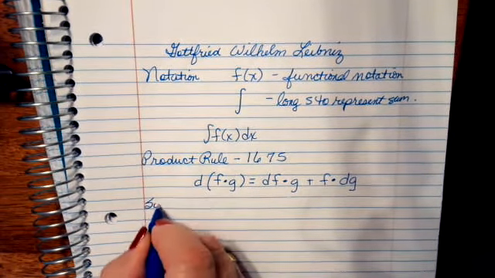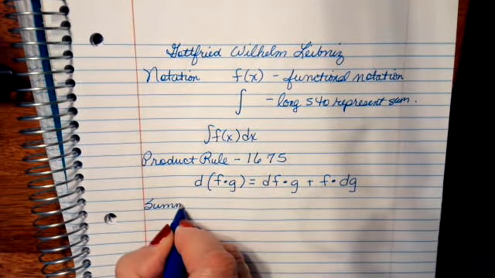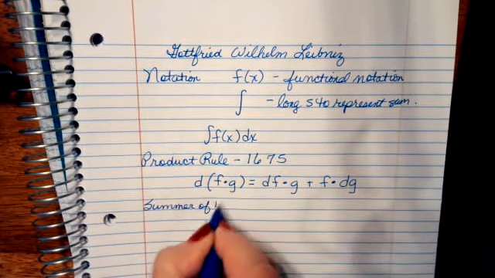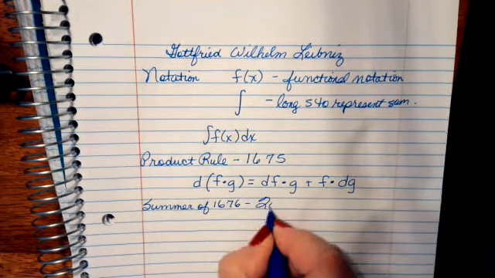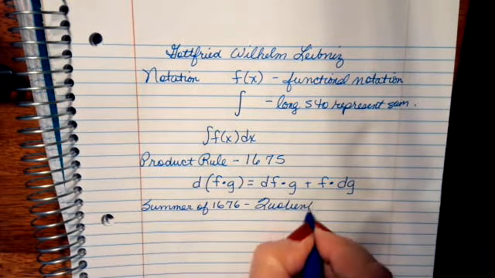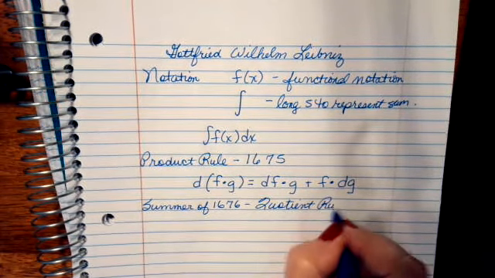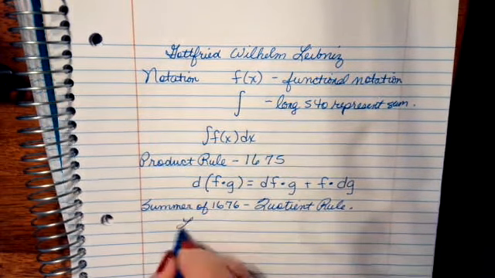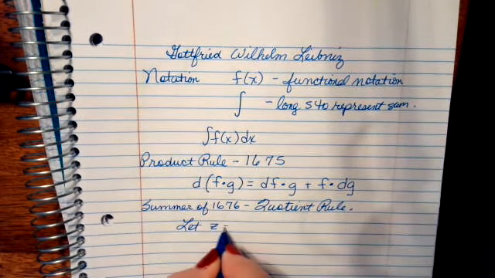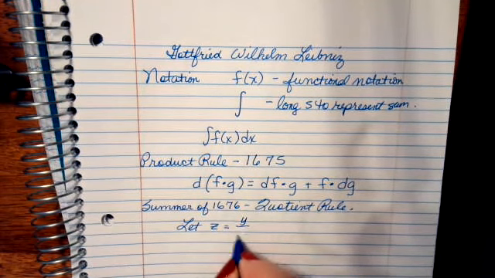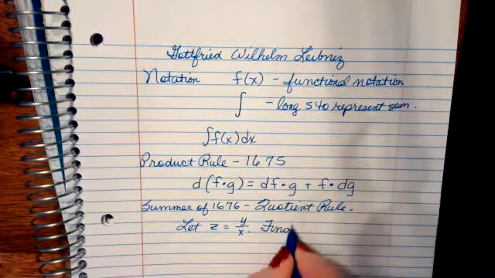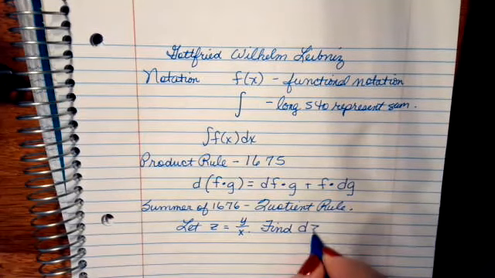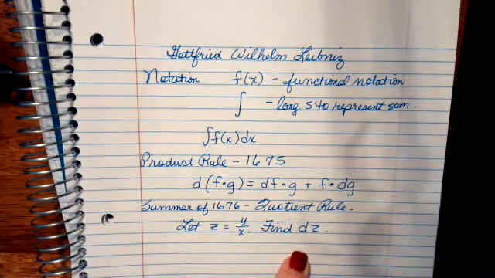In the summer of 1676, we know that he came up with the quotient rule, and we know how he derived it. He said, let z equal the quotient y over x. And what I want to do is find the derivative of z. I want to find the derivative of that quotient.